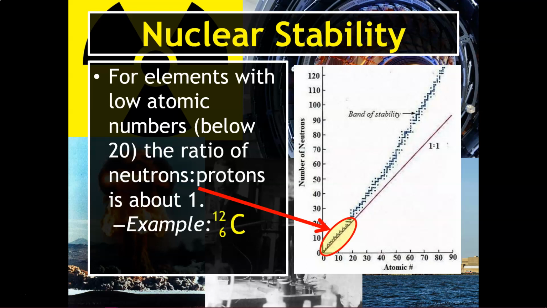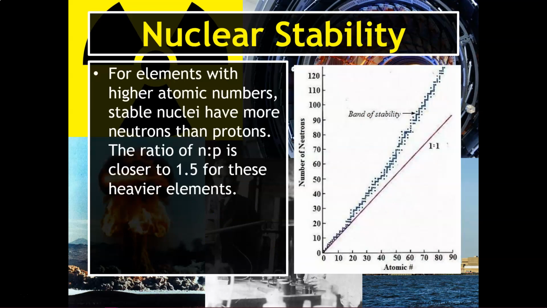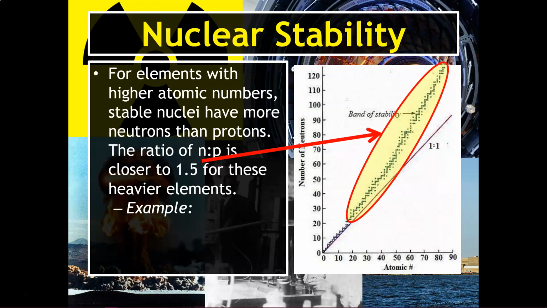For example, if you look at carbon-12, carbon-12 has 6 protons and 6 neutrons. We know that this is a stable isotope of carbon. For elements with higher atomic numbers, stable nuclei have more neutrons than protons. The ratio of neutrons to protons is closer to 1.5 for these heavier elements. For example, lead-206. The number of neutrons in this isotope would be 124, and the number of protons is 82. Approximately, the ratio is 1.5.